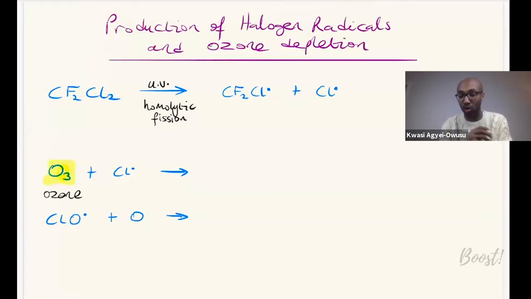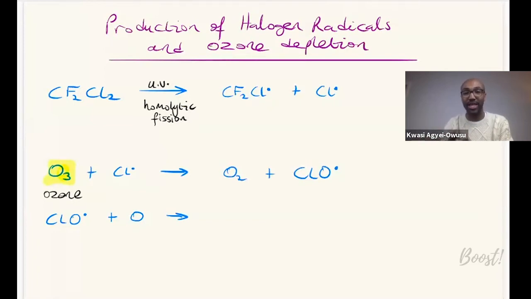It's going to react with the chlorine radical, and in doing so, it will lead to the formation of oxygen and also a chlorate radical, ClO dot. That radical can then go on to react with oxygen atoms to reform chlorine radicals, and the cycle continues over and over again. You keep forming chlorine radicals and more oxygen. And it's obviously something that needs to be addressed.